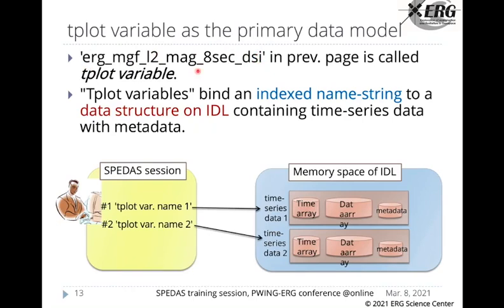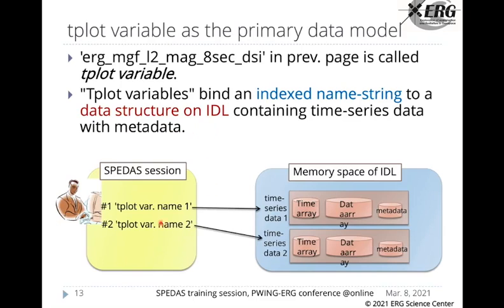And you have seen that this data variable is given as an IDL string, something like this, which is called a tplot variable. This tplot variable is just an IDL string on IDL, but behind the IDL session, this tplot variable is actually linked to some data structures and data arrays on IDL memory, which contain the time series data with metadata, which describes the data themselves.